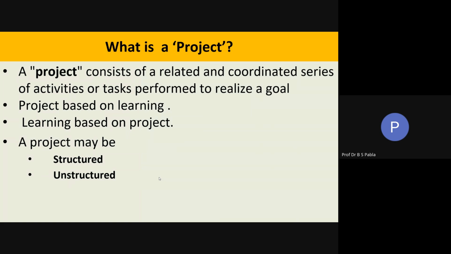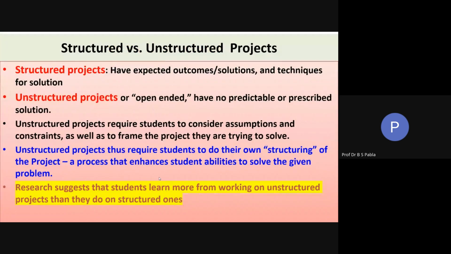A project may be structured or unstructured. A structured project is one where you know the solution, which has a ready-made solution of the processes. So structured projects have expected outcomes, solutions and techniques for solution. Everything is known. If you want to make a flask, it is known that it will be made by injection molding, and there's no problem. The only thing is the size may vary, and the die he has to cut.